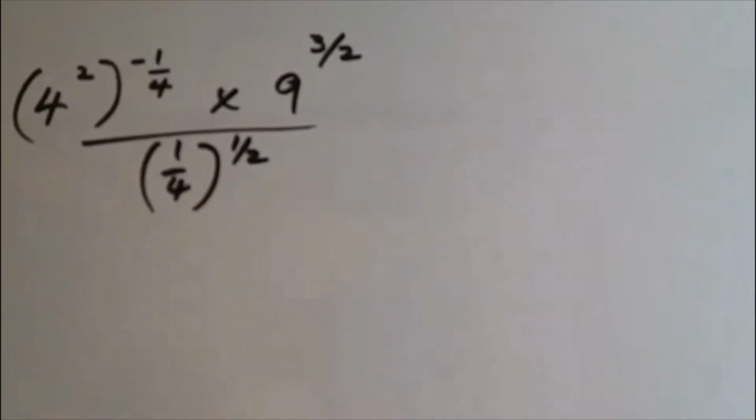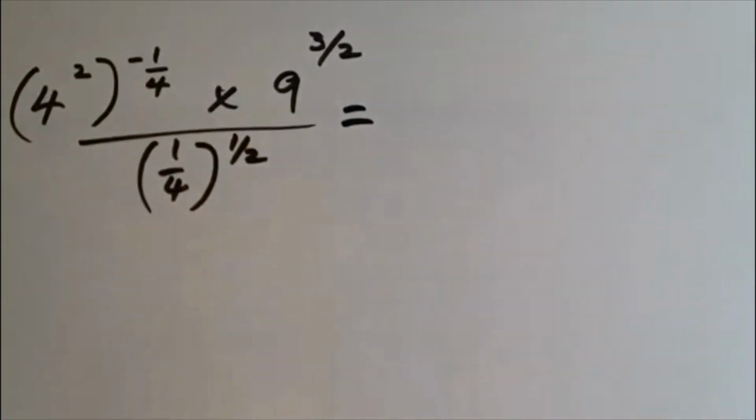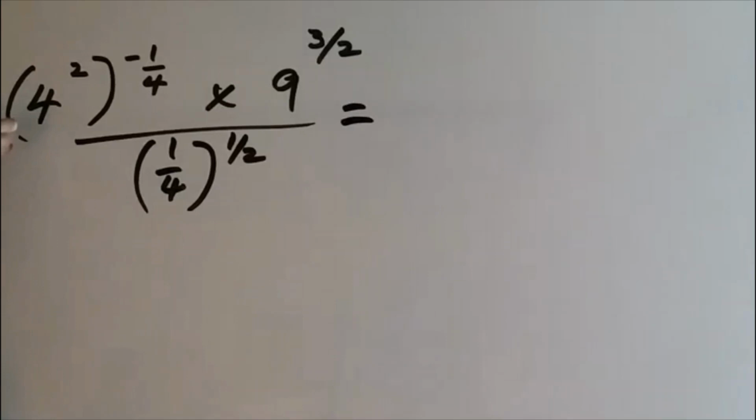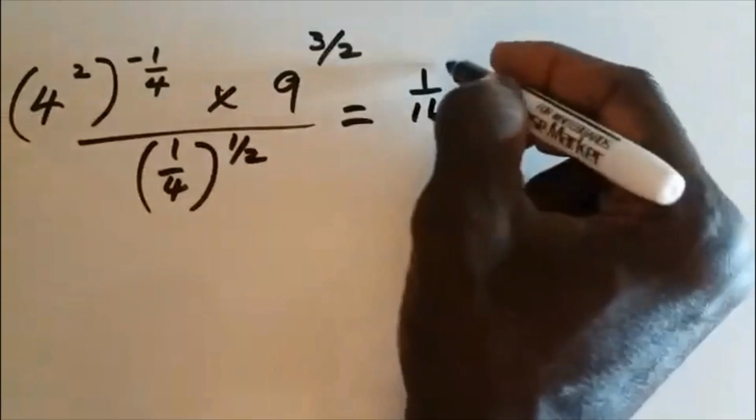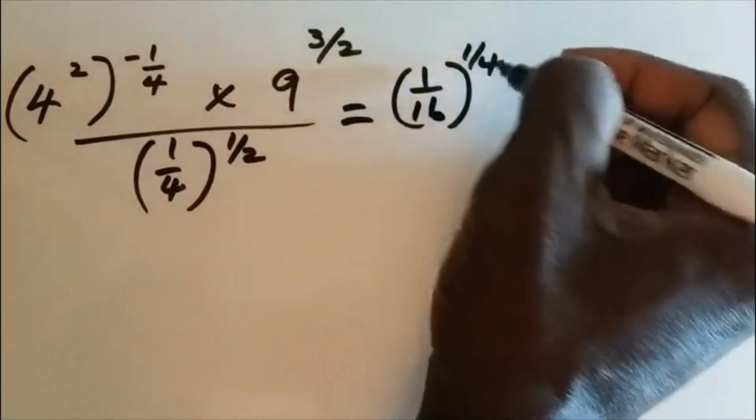Hi, here's our question on indices. We're asked to evaluate this without the use of a calculator. So, first of all, let's rewrite this. 4 squared is actually 16, and if we're raising something to a negative index, we can just write it as the inverse, so that'll be 1 over 16, and this is actually the fourth root of 1 over 16, so we can rewrite this as 1 over 16, and we take the fourth root.